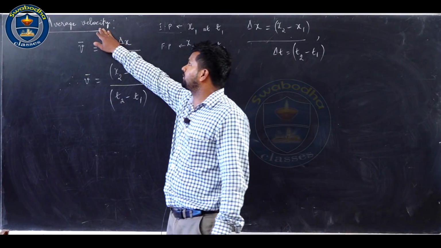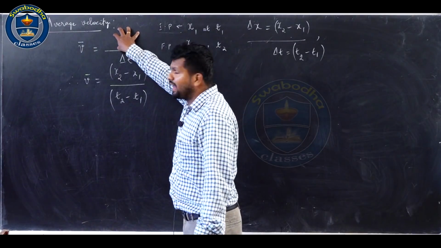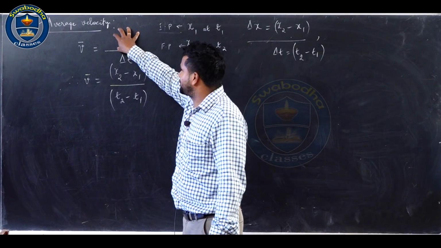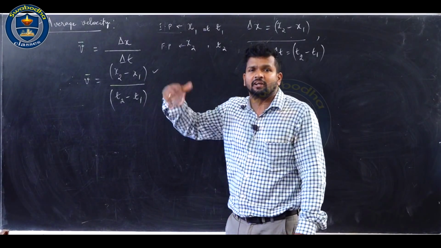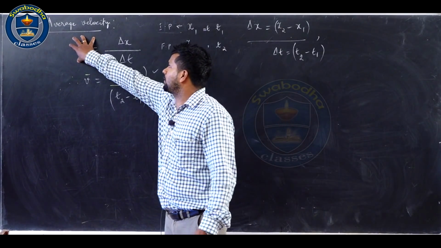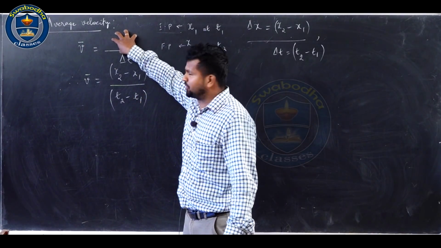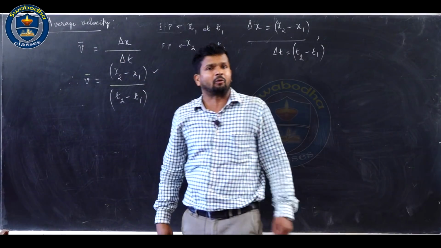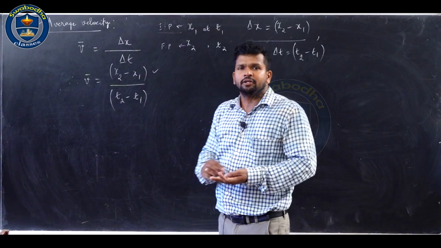Average velocity is nothing but the displacement, or the change in position, divided by the time interval in which the displacement occurs. x2 minus x1 divided by t2 minus t1.